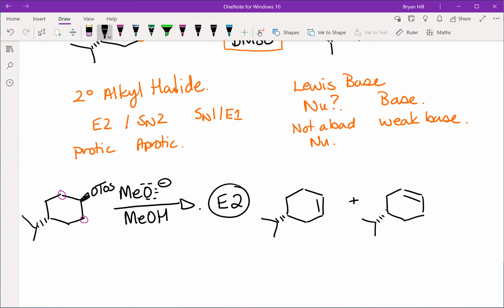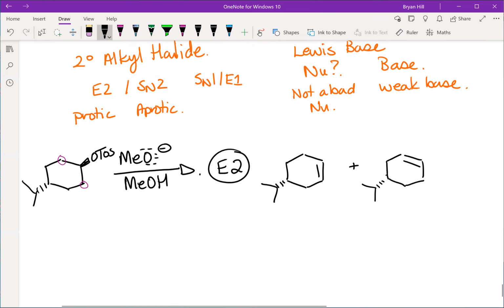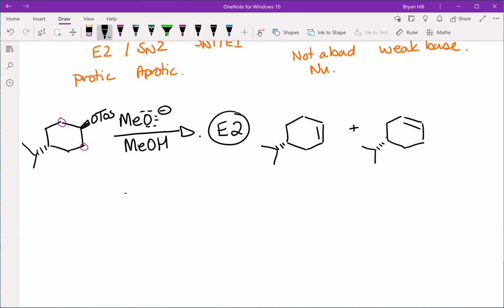There are no Zaitsev or Hofmann elimination products in this. You'd get the same if you use methoxide or if you used tert-butoxide. You get the same two E2 products.